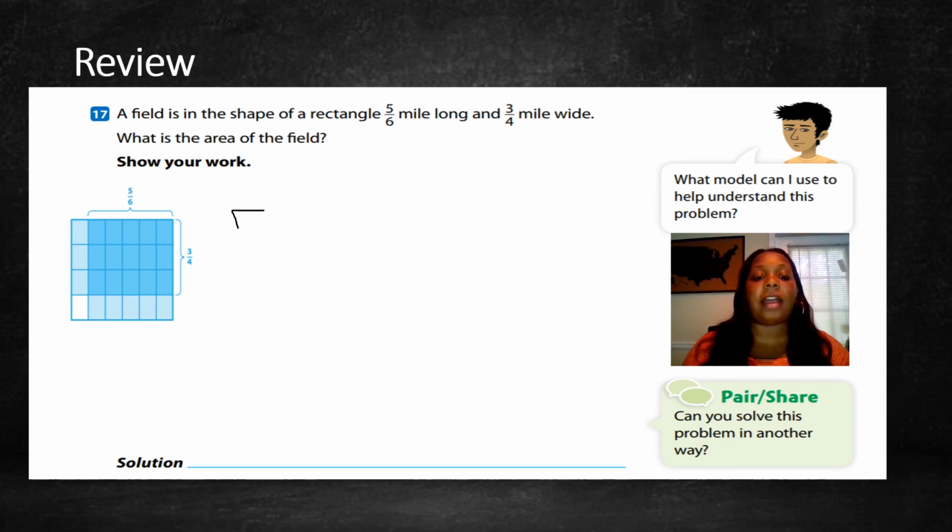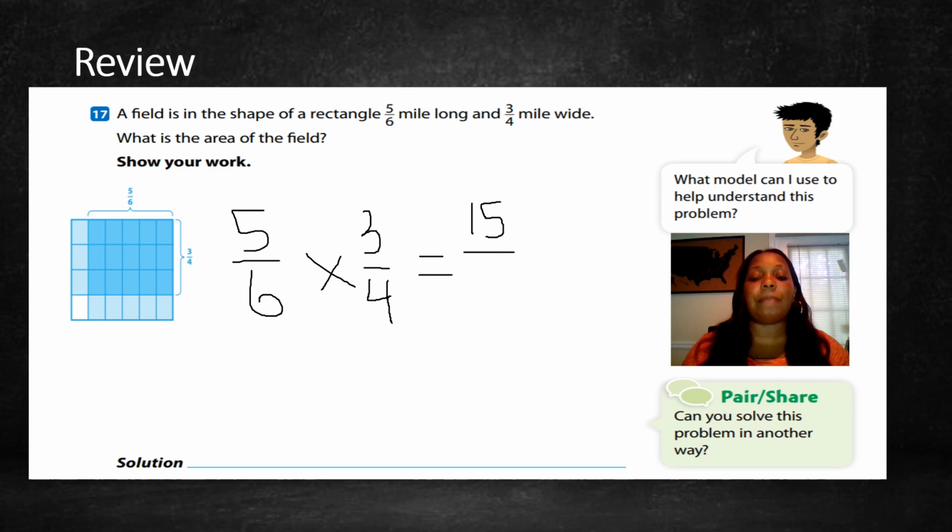So we do 5/6 times 3/4. Remember, like I said, we don't have to find a common denominator. We are just going to multiply across. That gives us 5 times 3, which is 15, and 6 times 4, which is 24.